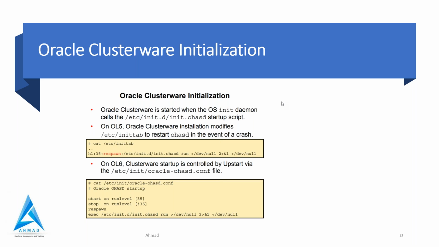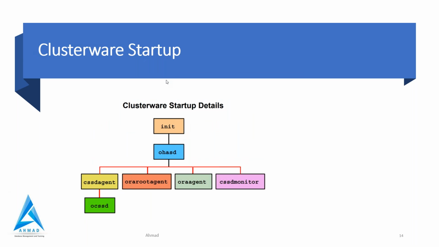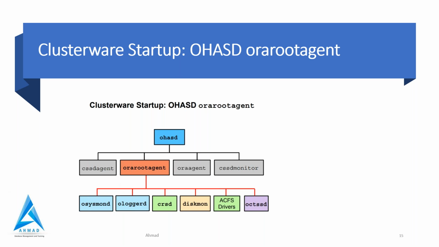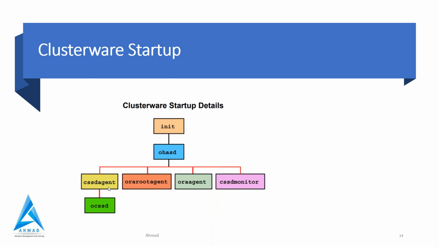So if you go to level 1, these are the four processes. First init starts. Init will start OHASD. OHASD starts the CSSD agent, Oracle root agent, Oracle agent, and CSSD monitor. So in level 1, four processes will start. Okay, clear? And one subprocess will be started, that is OCSSD, which is started by the CSSD agent.